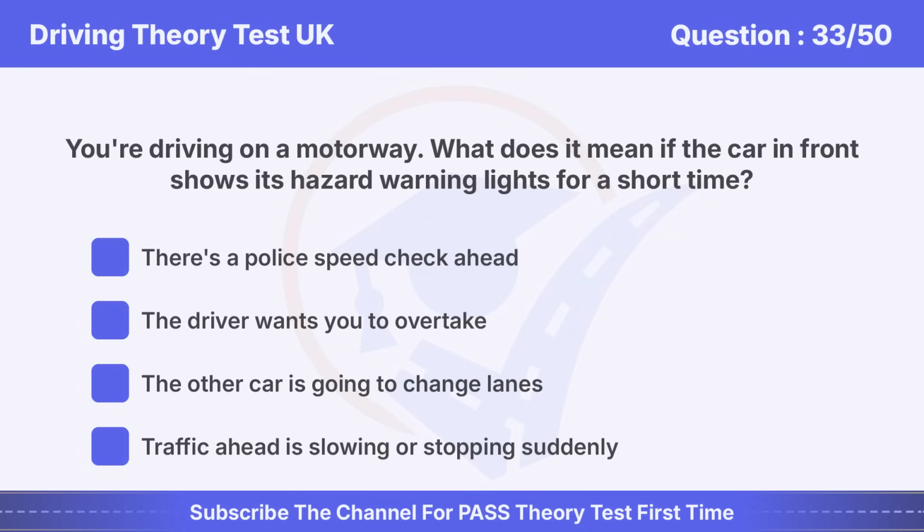Question 33. You're driving on a motorway. What does it mean if the car in front shows its hazard warning lights for a short time? Option A. There's a police speed check ahead. B. The driver wants you to overtake. C. The other car is going to change lanes. D. Traffic ahead is slowing or stopping suddenly. Answer is D. Traffic ahead is slowing or stopping suddenly.